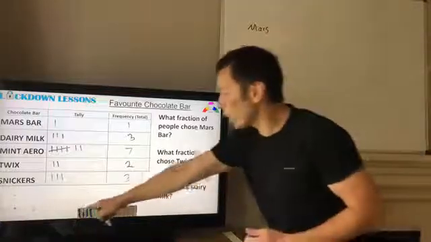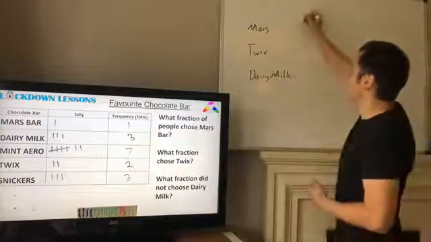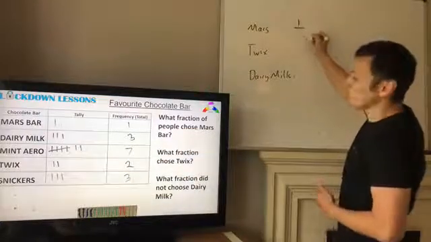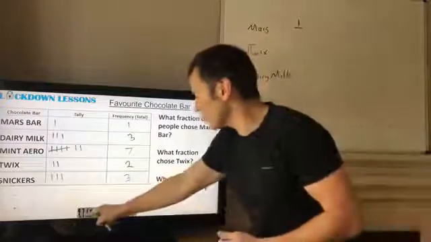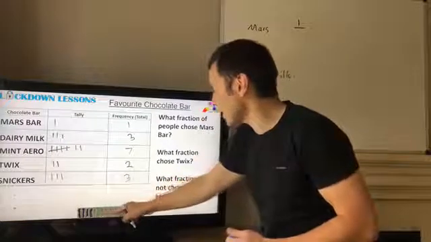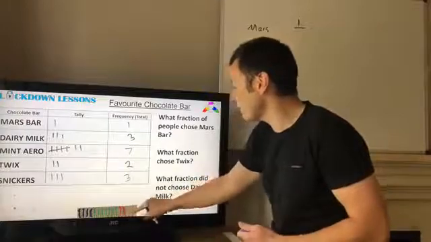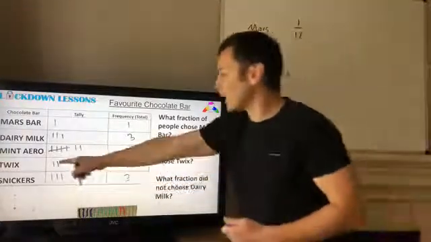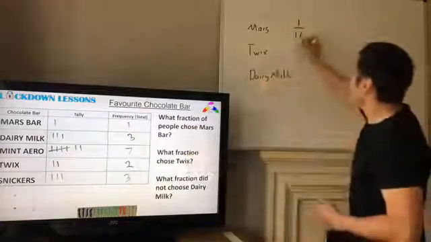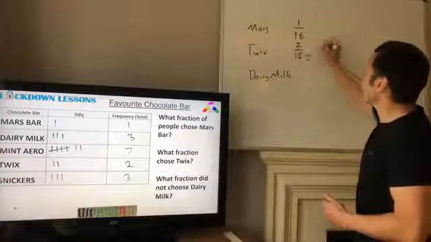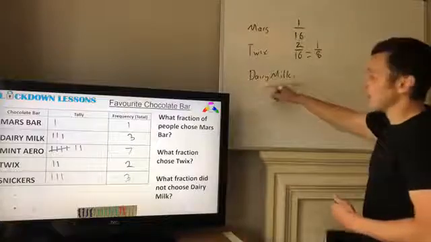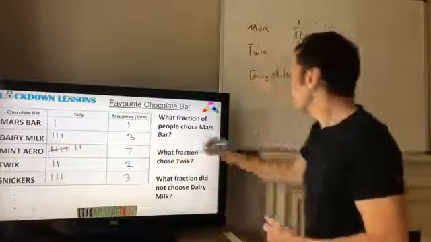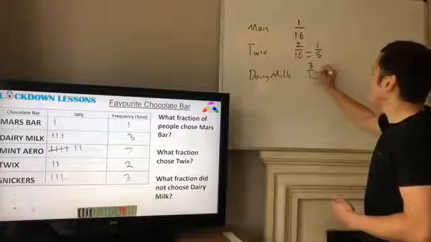Okay, so Mars, we've got just one person, which is me actually. Mars bar is 1 out of, and in total 1, 2, 3, 4, 5, 6, 7, 8, 9, 10, 11, 12, 13, 14, 15, 16. 1 out of 16 for Mars bar. Twix is 2 bars out of 16, which would cancel down to 1 out of 8. And dairy milk is 3 out of 16.